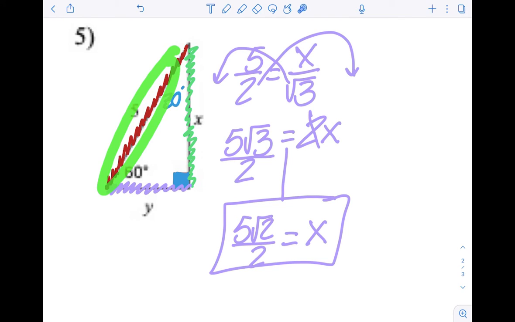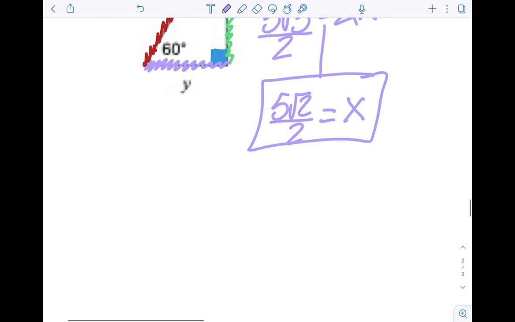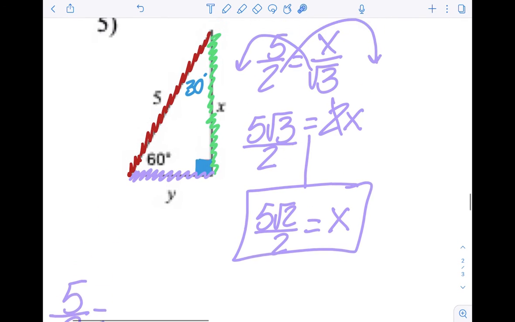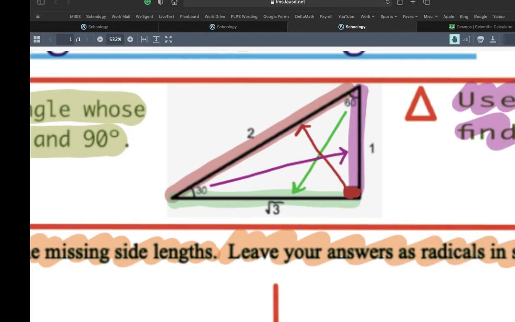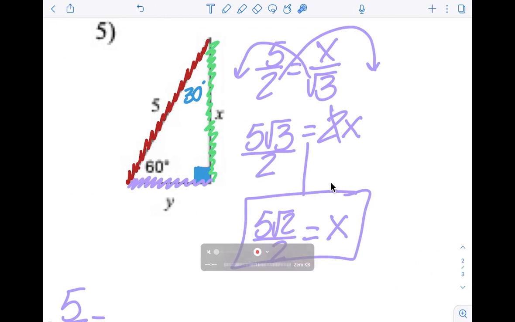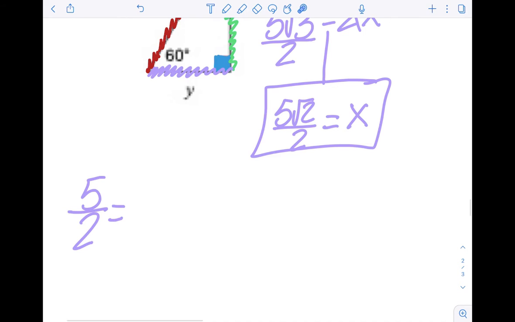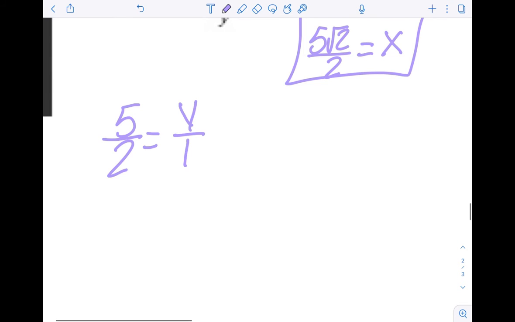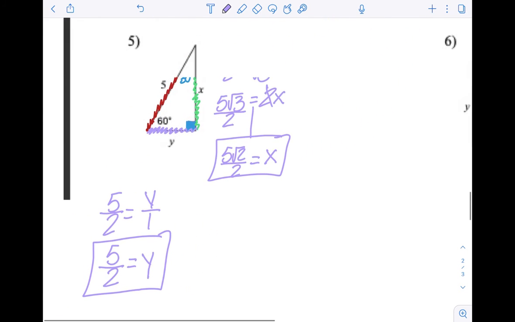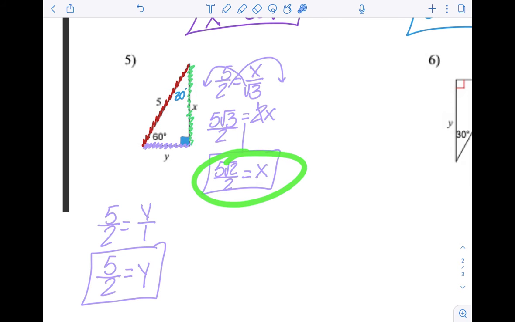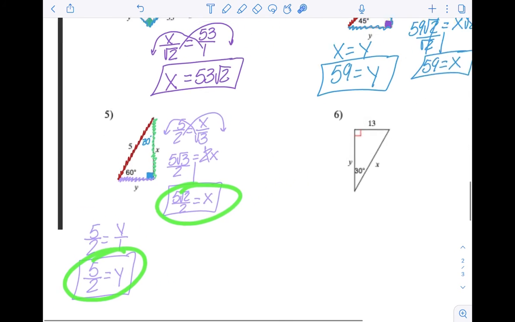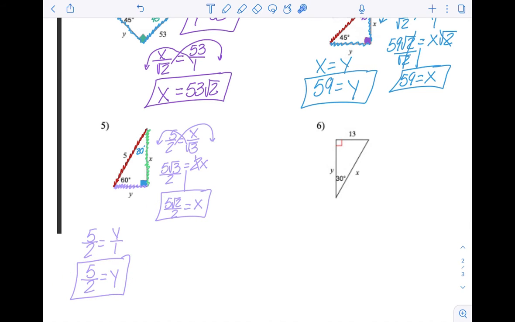So red to red I know was 5 over 2. So I'm going to go over here and I'm going to say 5 over 2 is equal to purple to purple, y over 1. So we're going to write here y over 1. Well, 5 divided by 2, I can't divide 5 by 2, so I'm going to leave it 5 over 2. y divided by 1 is just y. And there is my y. There you go. I have found my x. I have found my y. Right? That's how you do number 5.